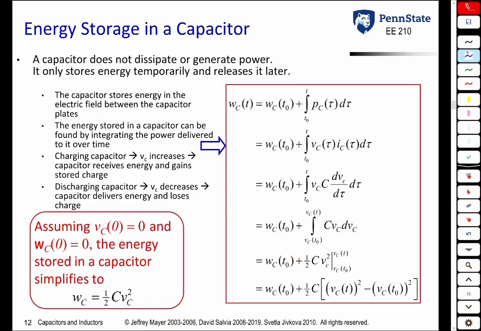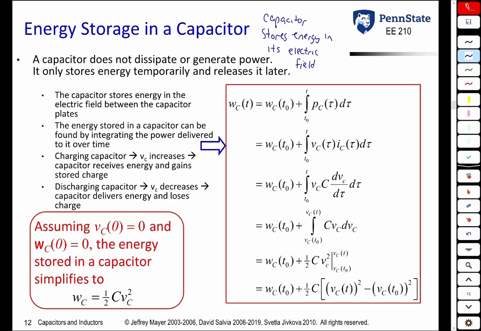The next thing we're going to talk about briefly is energy storage in a capacitor. At the beginning of this lecture, I mentioned that capacitors and inductors both store energy temporarily. A capacitor stores energy in its electric field. Remember, we mentioned that there's an electric field between the positive and negative plates of the capacitor. That is where this energy is going to be stored.